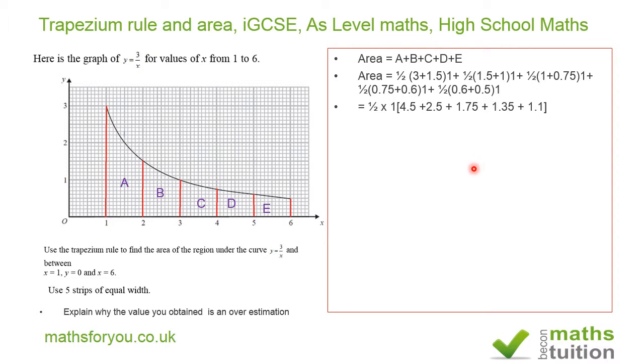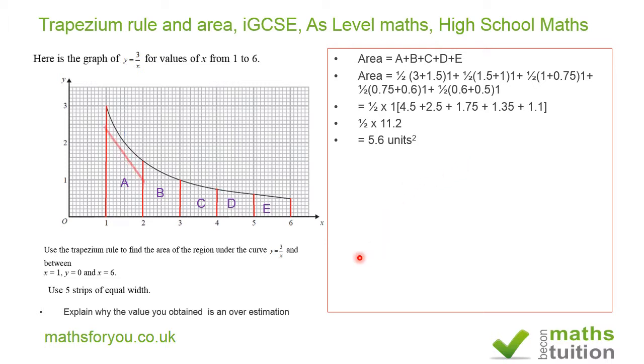And that gives us a value of 11.2, and half of 11.2 is 5.6 units squared. And that is the area under the curve. It then says, explain why the value obtained is an overestimation.